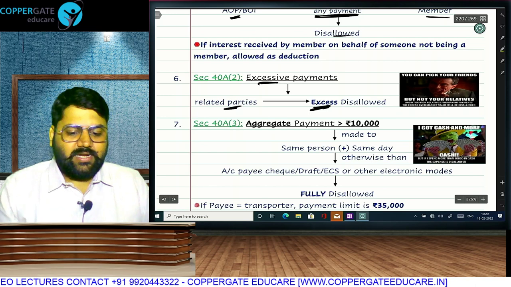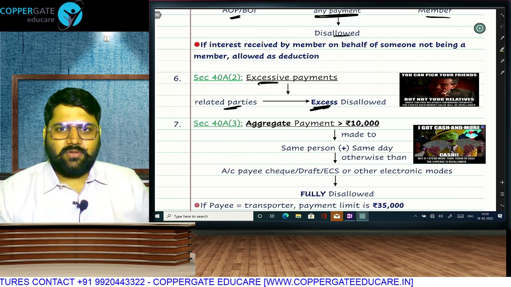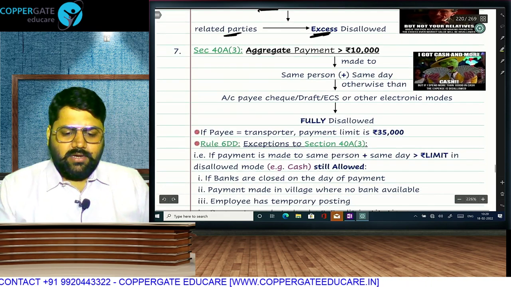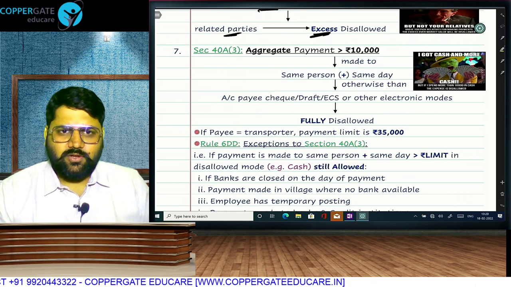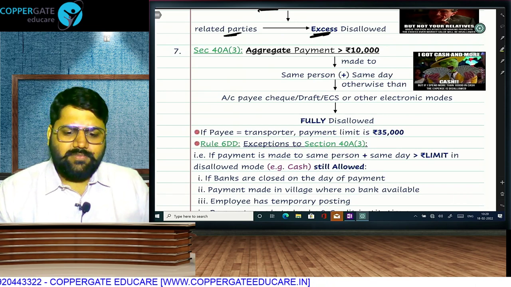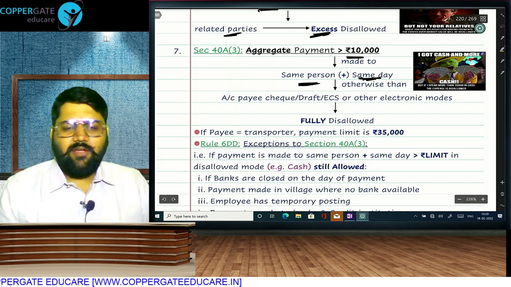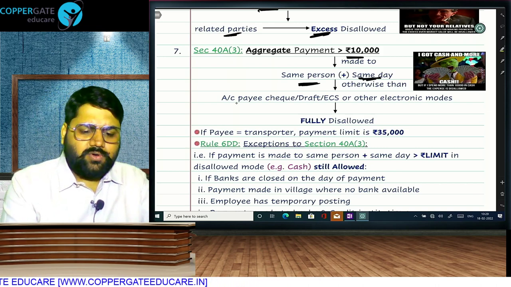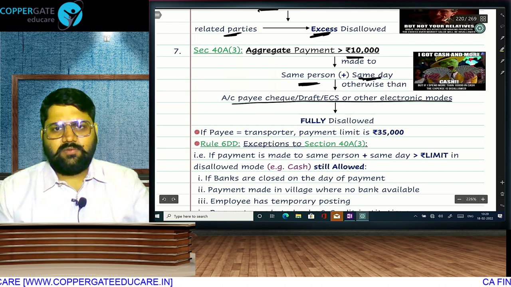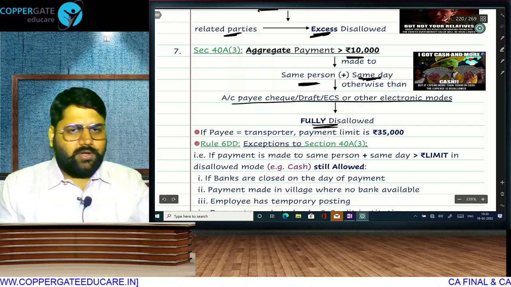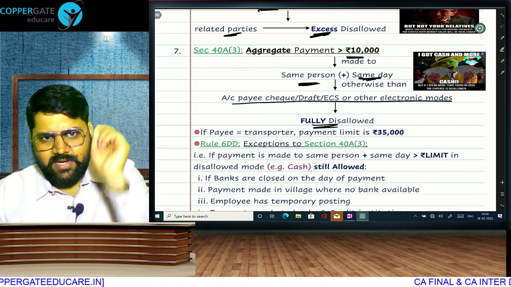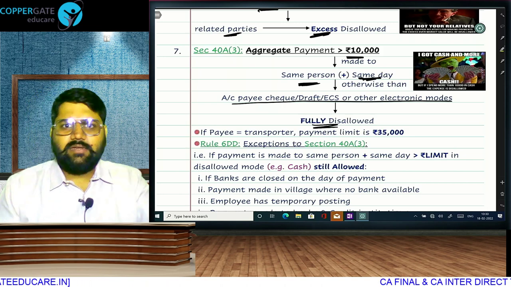Then the excess 1 lakh will be disallowed. Excess payment to related parties, the excess will be disallowed. 40A3 is again something that you will find in almost every exam. If you make a payment of more than 10,000 to the same person on the same day, then you have to make the payment in the 3 allowable modes, that is account payee cheque, account payee draft, or electronic modes. If not, then it will be fully disallowed. If you pay 10,001 rupees in cash, the full amount will get disallowed.